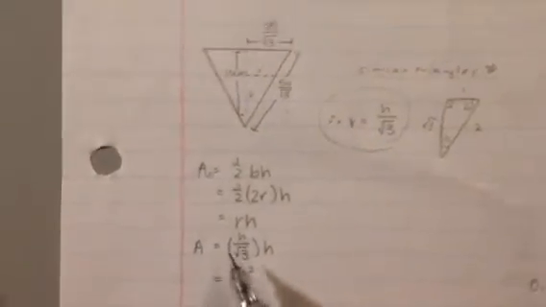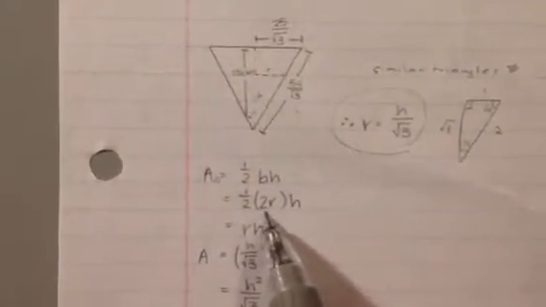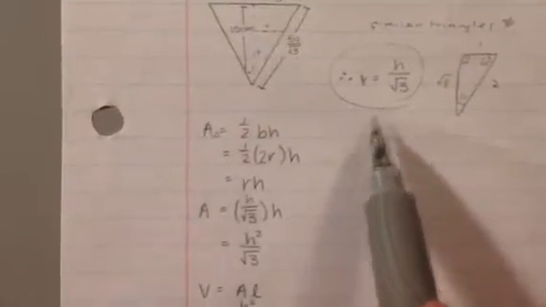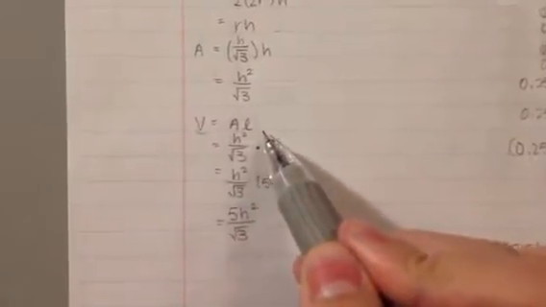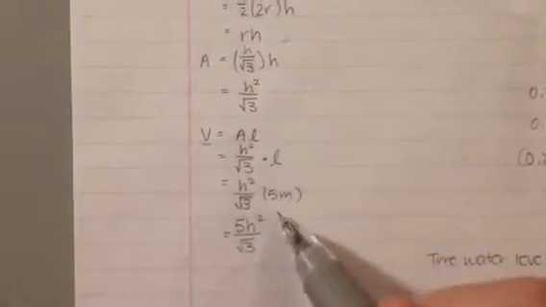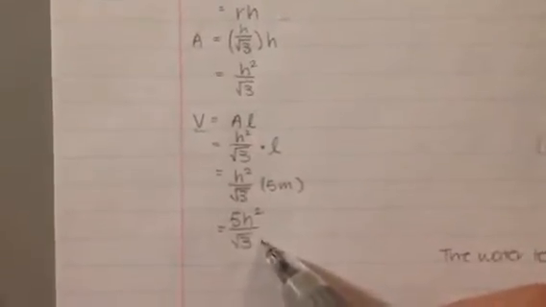So we know our area is half base times height, and we know that the base is 2r. The 2 cancels out with the half, so it becomes rh. And we know r is equal to h over square root 3, times h is h squared over square root 3. Plug that into our formula for volume. Since it's times length, we multiply by 5 meters. And that gives us our formula for volume.